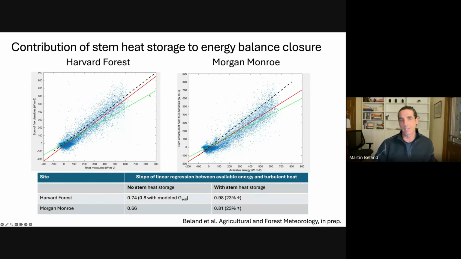So the green line is the relationship without considering the stem heat storage. And the red line is the relationship when we are considering the stem heat storage. And what this is telling us is that we've got about a 23% increase in that slope. So this is just confirming that it's a significant amount of heat that's being stored in these stems according to the model. And it is helping to close the energy budget at these sites.